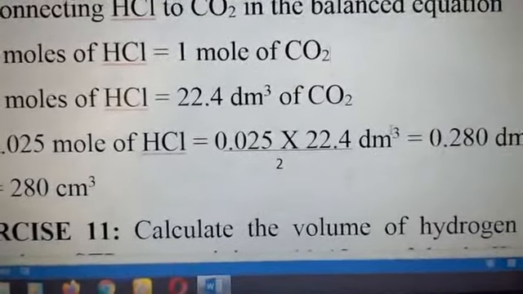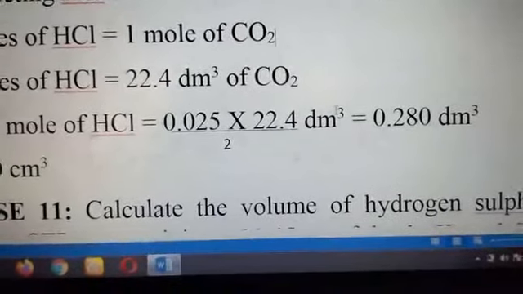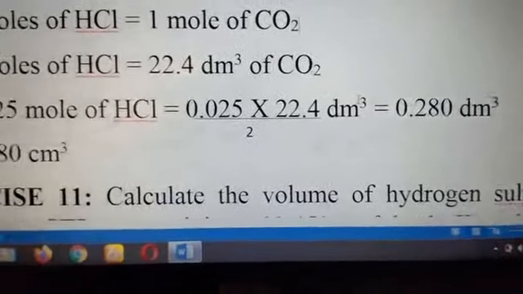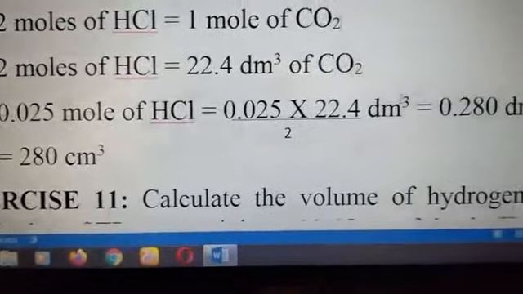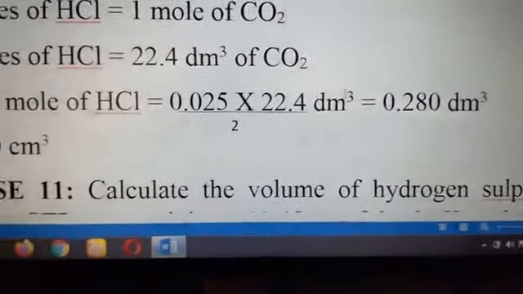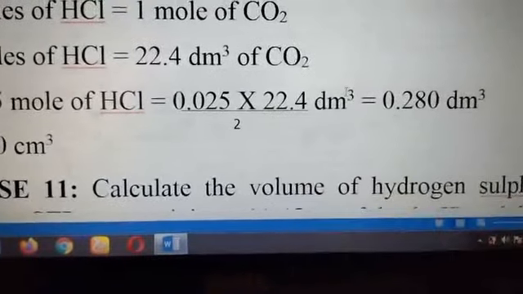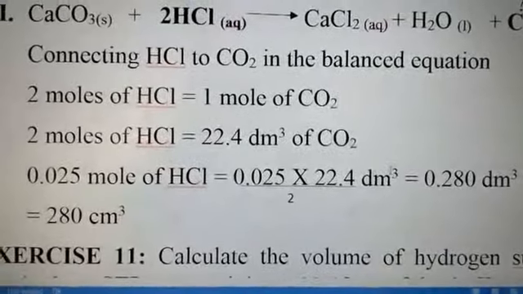0.025 times 22.4 all over 2, and that'll give us around 0.280 dm cube of gas. You can convert to cm cube by multiplying 0.280 by 1000, that gives you 280 cm cube of carbon IV oxide obtained at STP.